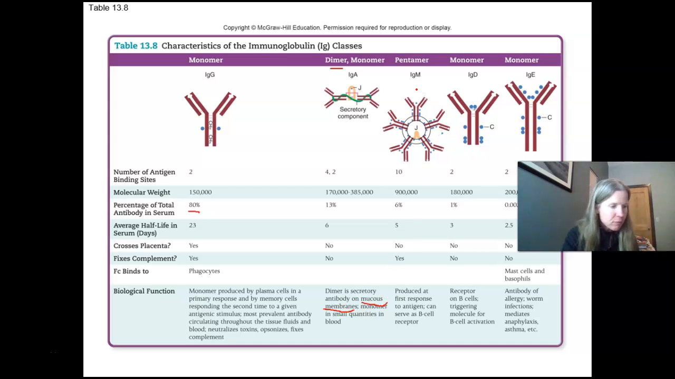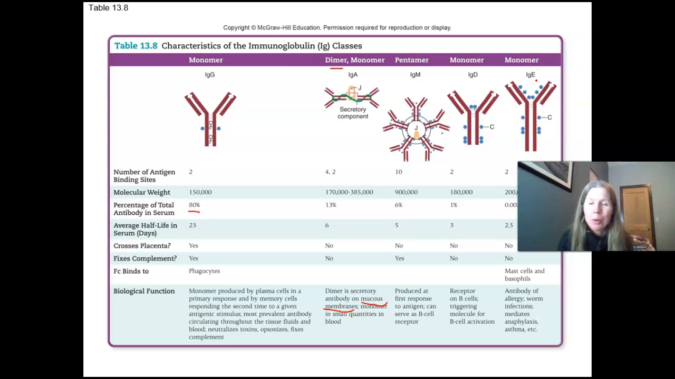IgM is this big crazy one. It's a pentamer. It's the first to appear. So following infection, you'll see IgM levels spike, but it does not last very long. IgD, fairly small amounts of it, and I would say it really has an uncertain role, but IgD does exist.